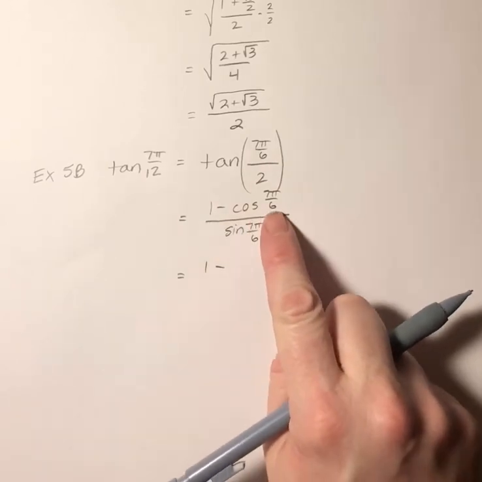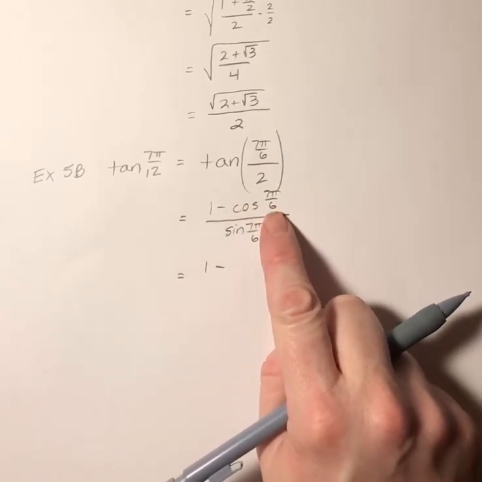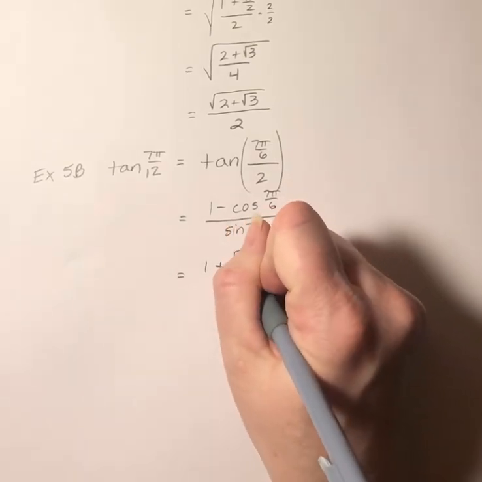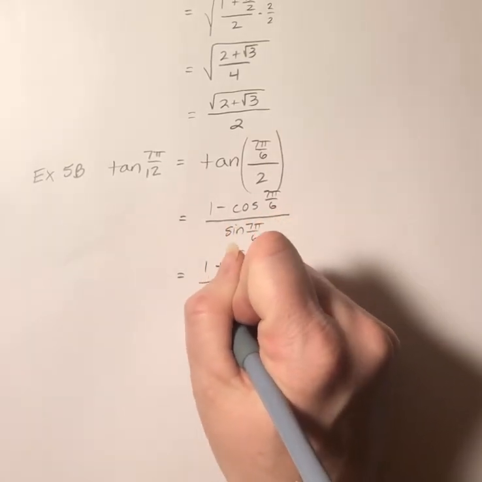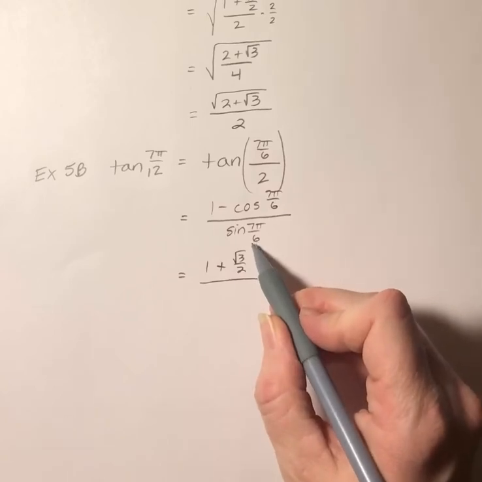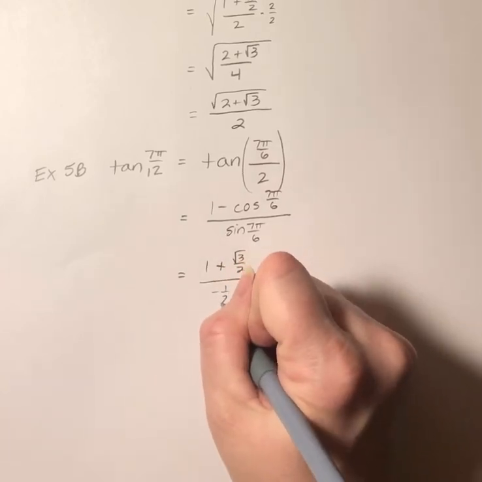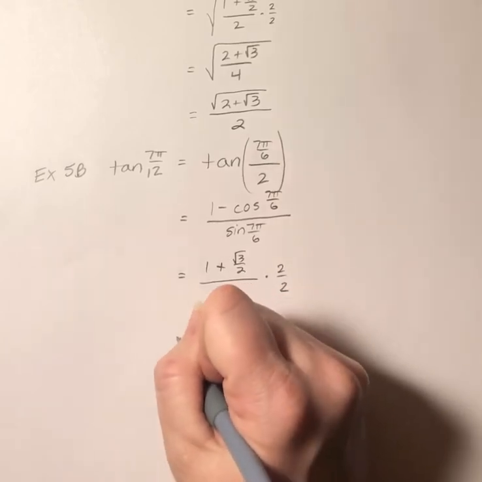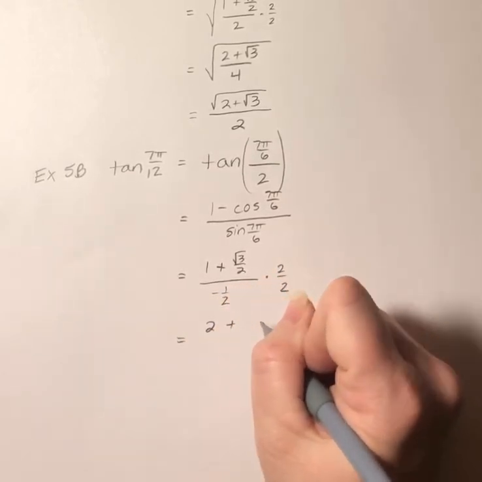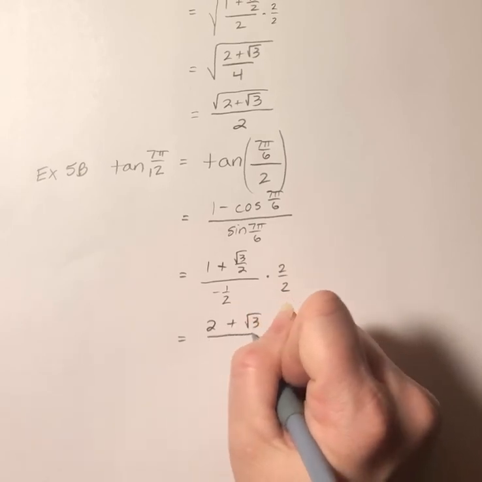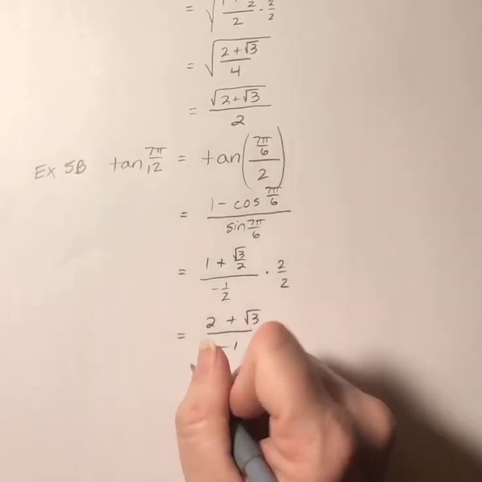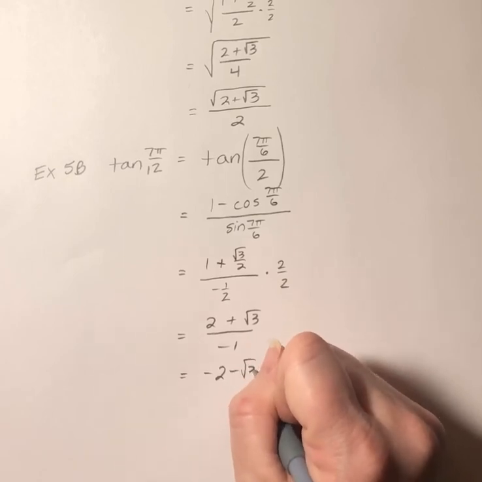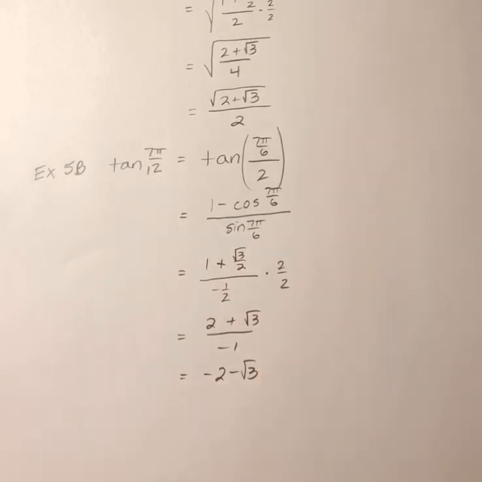The cosine of 7 pi 6ths is a negative square root of 3 over 2. So this becomes plus square root of 3 over 2. And then the sine of 7 pi 6ths is a negative 1/2. Again, I'm going to multiply by 2 over 2. So I have 2 plus the square root of 3 over negative 1. And I get a negative 2 minus the square root of 3 as my final answer.